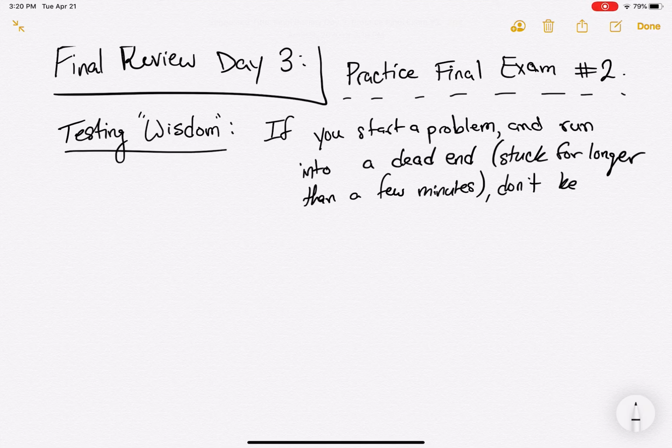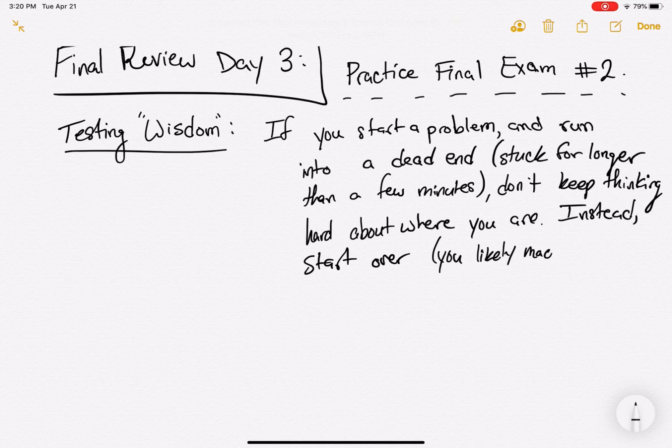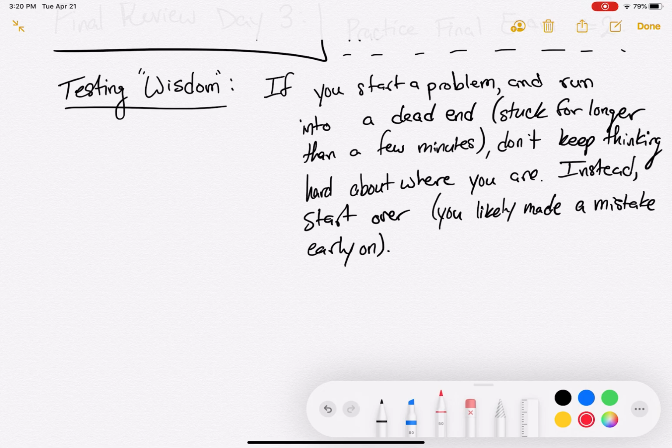Don't keep thinking hard about where you are. Instead, start over. It's more than likely that you made a mistake early on. But I want to add to that, so I'm going to circle a few things here actually.